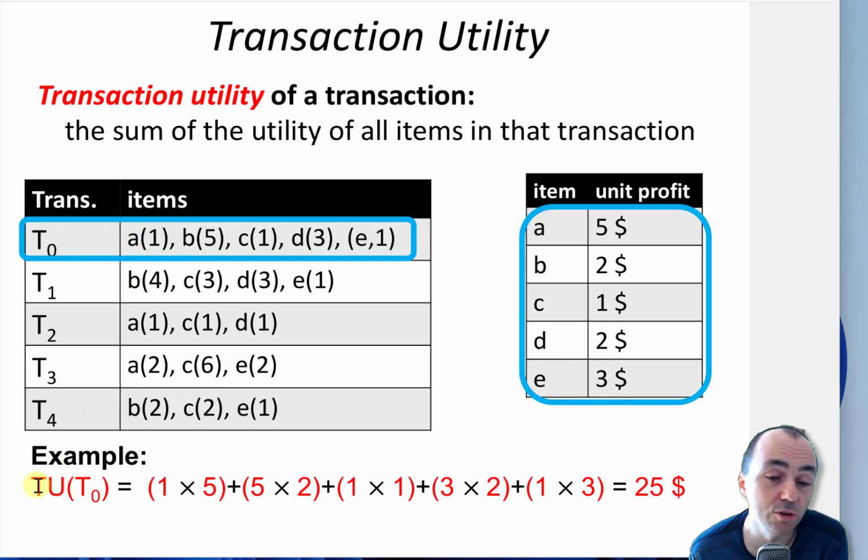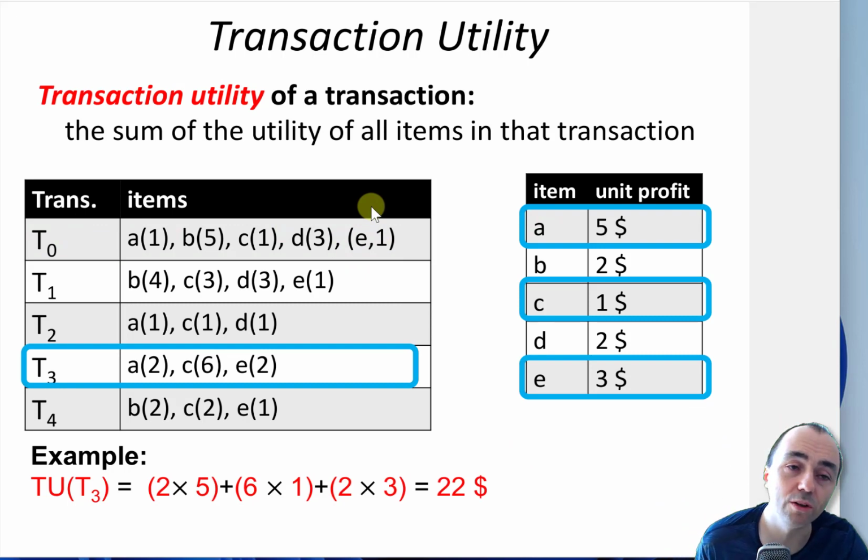We call this TU, the transaction utility of T0. It will be 1 apple for $5, 1 multiplied by 5. 5 bread for $2, 5 multiplied by 2. 1 cake for $1. 3 bags of dates for $2, and 1 egg for $3. So the transaction utility here is $25 for T0.